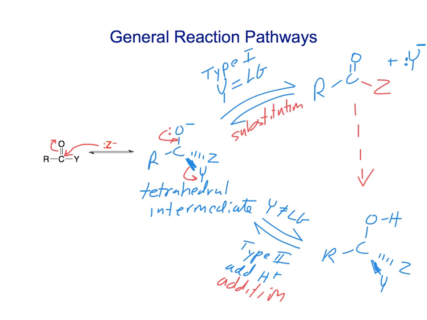Okay? But if neither of them are a good leaving group, then the only thing we can do is the addition reaction. Essentially we have to add water or acid. This is where we call it more of a quench. So we're just going to neutralize the reaction. We're going to protonate everything that's basic in there. Okay? Just finish it off.